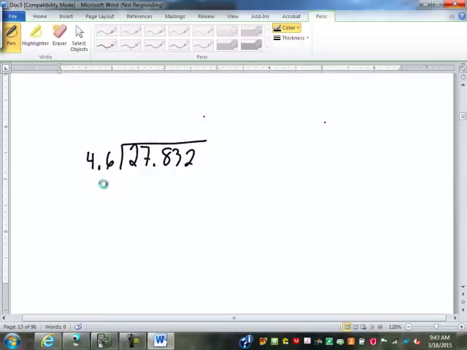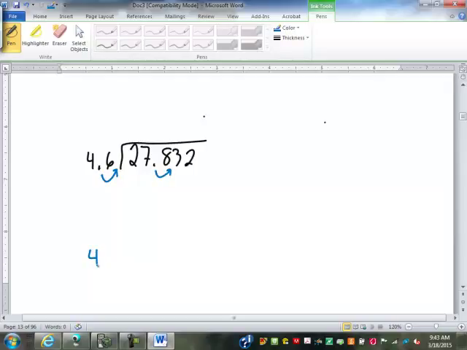What you were always taught is to come here and say, okay, there's one decimal place there. I'm going to move the decimal point over one spot there, so I'm going to move it over one spot here. So this becomes 46 going into 278.32. Question is, why can we do that? Why are we allowed to do that? Why doesn't that affect the answer?